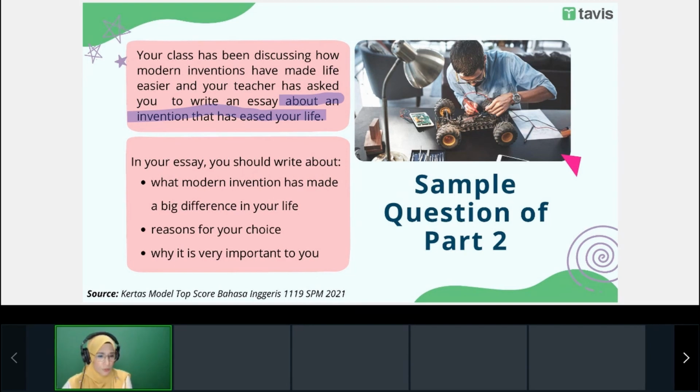What are the short notes that you need to complete for your essay? So here we go. In your essay, you should write about a modern invention that has made a big difference in your life and give reasons for your choice, and you have to mention why it is very important to you. So now we know these are our tasks.